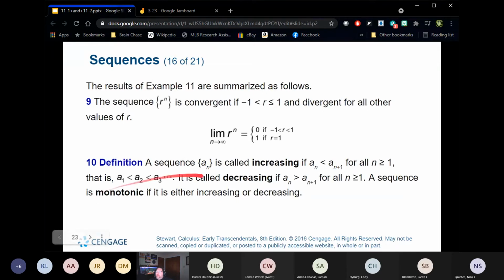All right, one more thing with sequences. A sequence can be either increasing, if the next value is always bigger than the previous value. It can also be decreasing, if the next value is always smaller than the previous value. And if it's doing only one of those, so if it's increasing or if it's decreasing, it's monotonic. Not every sequence is monotonic because some sequences do go up and down. So you don't always have a monotonic sequence. But if it's always increasing or always decreasing, we call it a monotonic sequence.